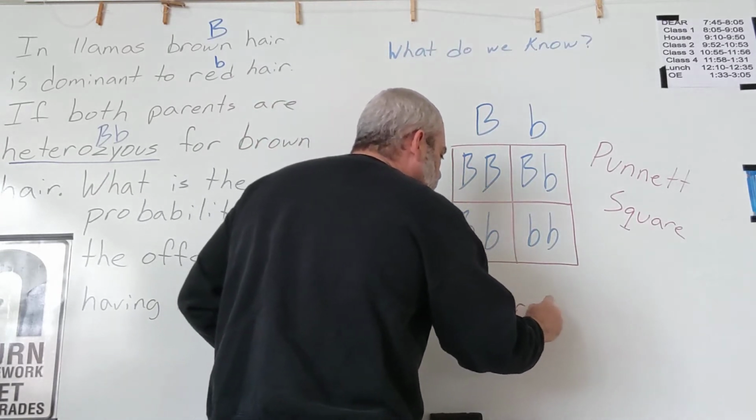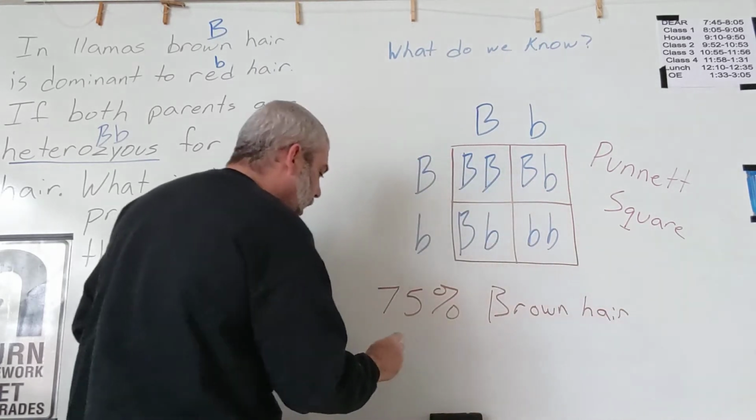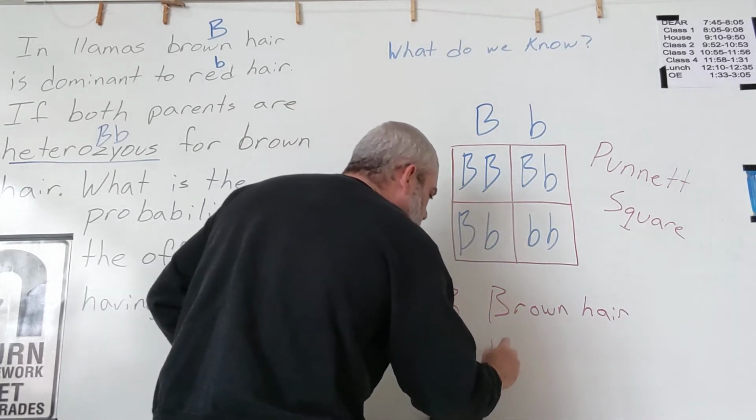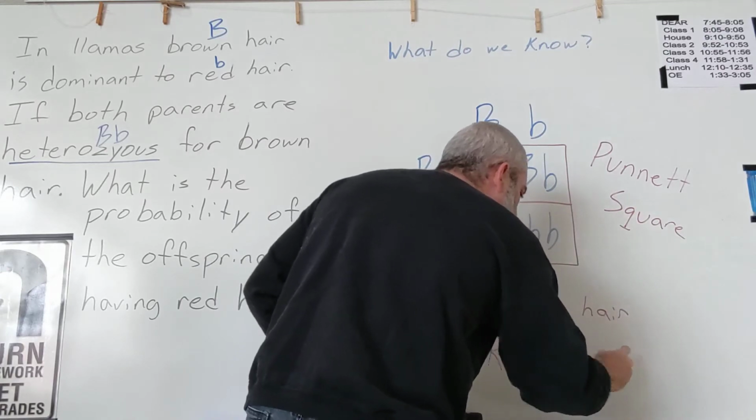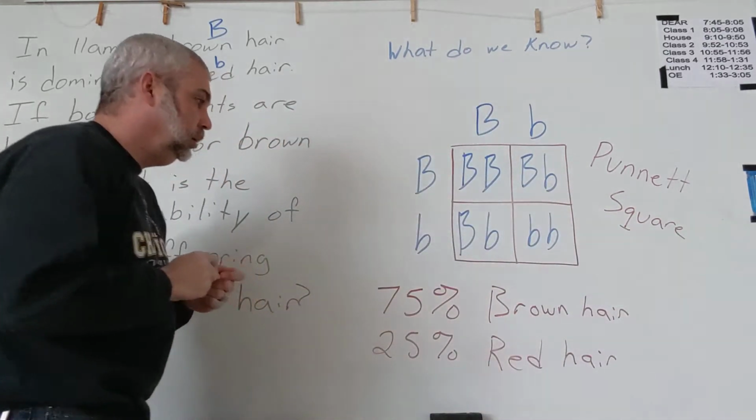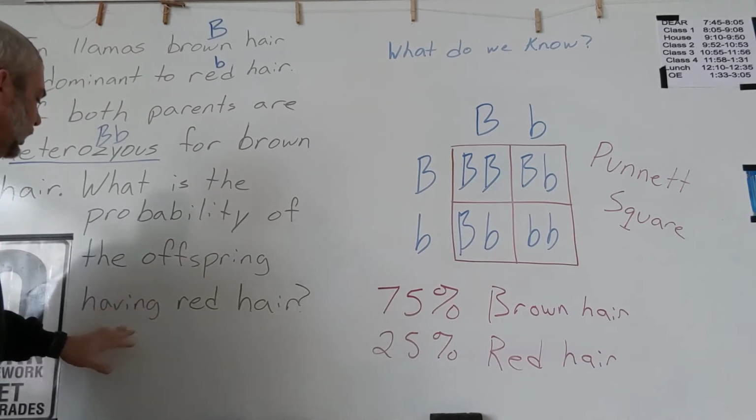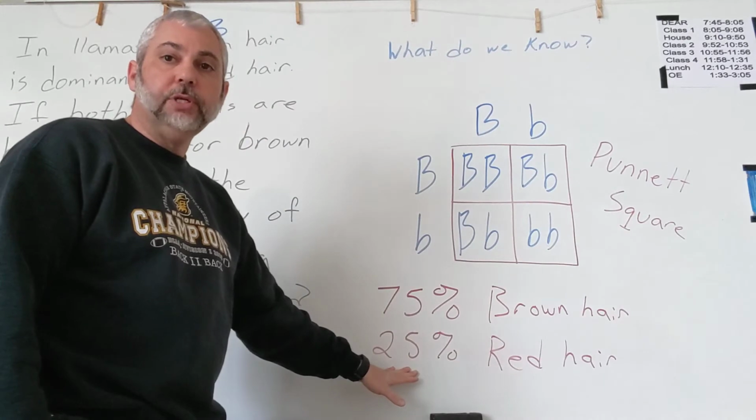brown hair and 25% red hair. And so our question, what is the probability of the offspring having red hair? The answer is 25%.